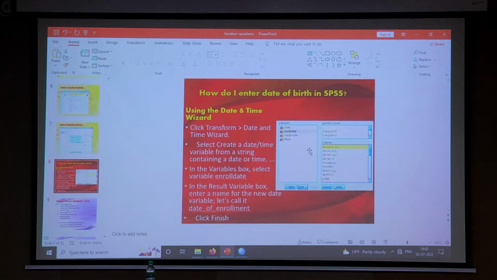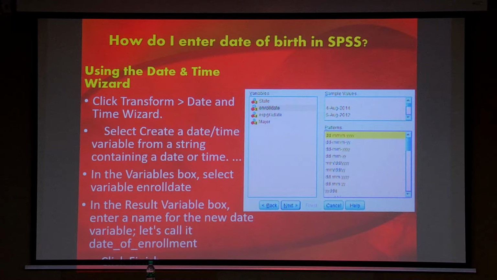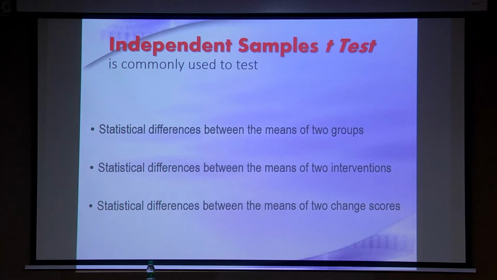And using the date and time wizard you can mention the type of values you want, like date, month and years, or full month, or any way you want to use, you can have it. Okay, so the independent sample t-test, which we use to compare the difference of means between 2 groups.